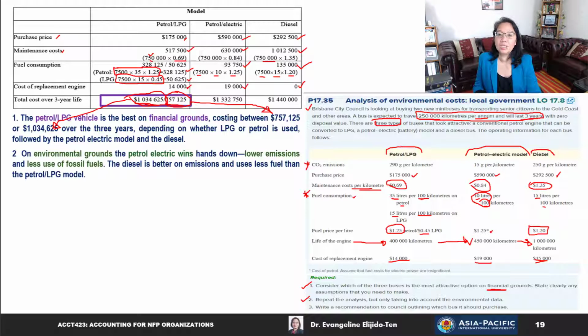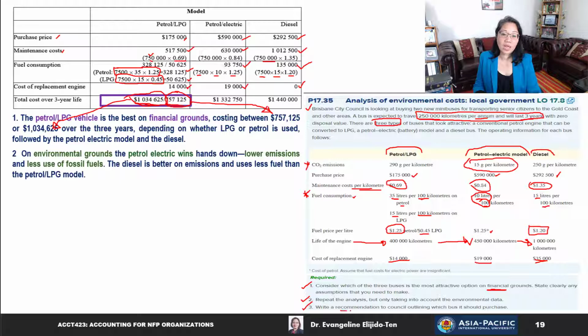Why is that? Because in terms of CO2 emission, it has the lowest carbon emission, 15 grams per kilometer, as opposed to 250 grams for diesel and 290 grams for petrol LPG. Also, it has the least usage of fossil fuel, 10 liters per 100 kilometers, as opposed to 15 liters per 100 kilometers for diesel and 35 liters per 100 kilometers for petrol LPG. Let's go to the third requirement.